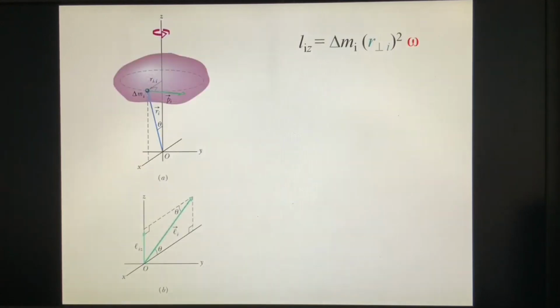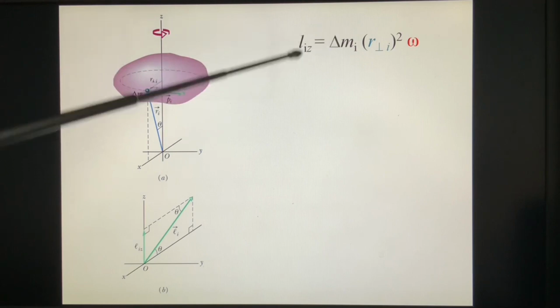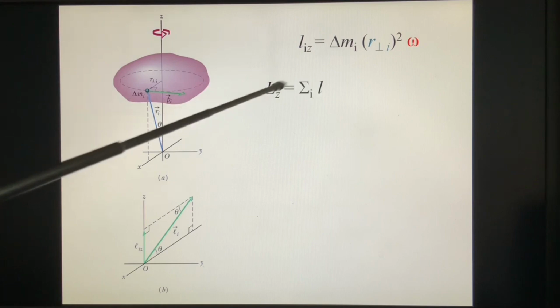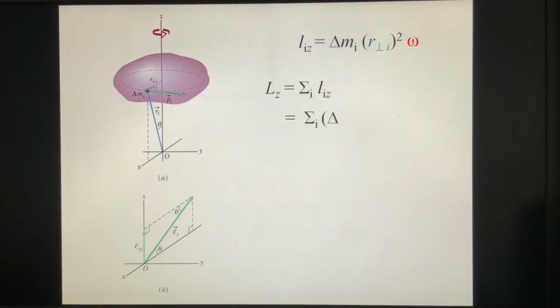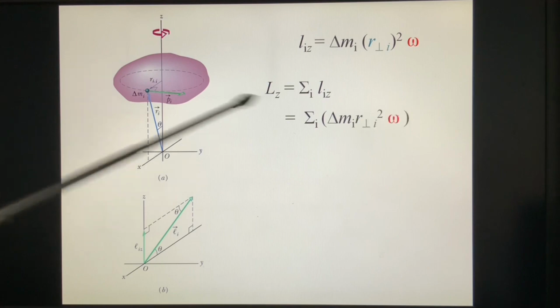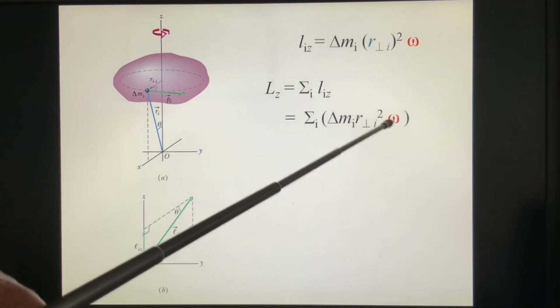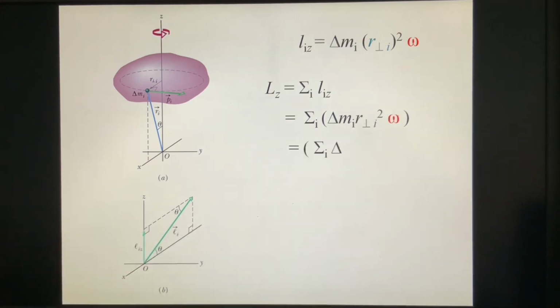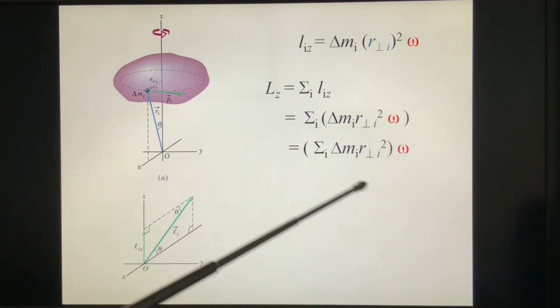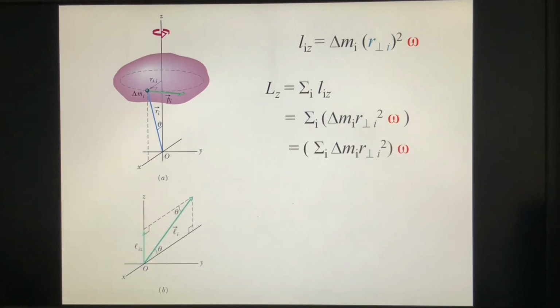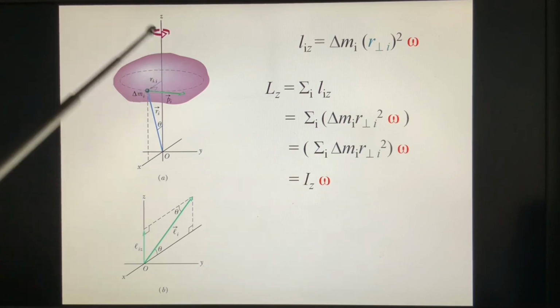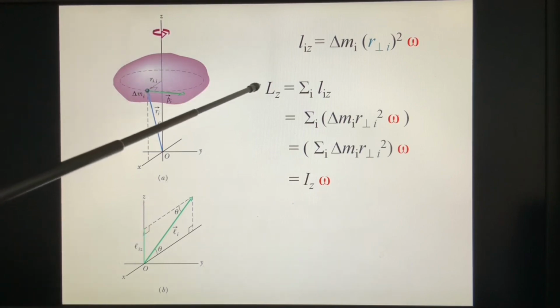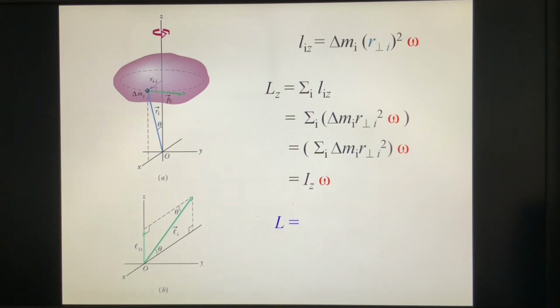Now, this one is for the ith element. How about the total? The total Lz is sigma Liz, sigma of this. And this omega is a constant, it's true for every element, so you take it out of the sigma. And what is this? Sigma m r squared, so this is the moment of inertia around this axis z. So we have Lz equal to Iz omega. Then we get L equal to I omega. This is the vector equation. It has three components.